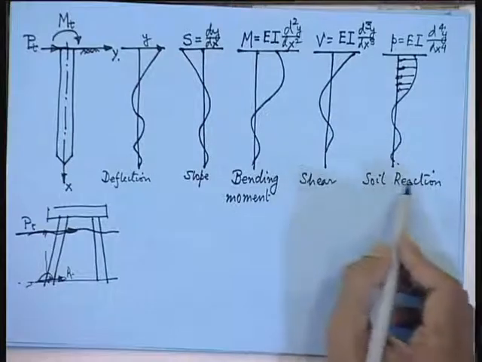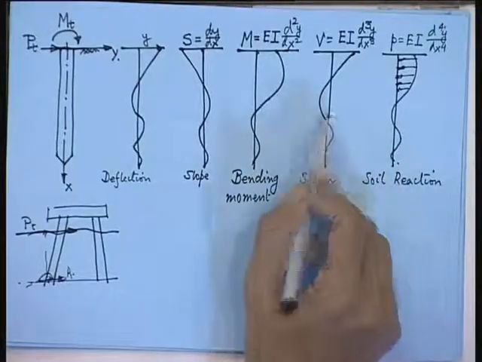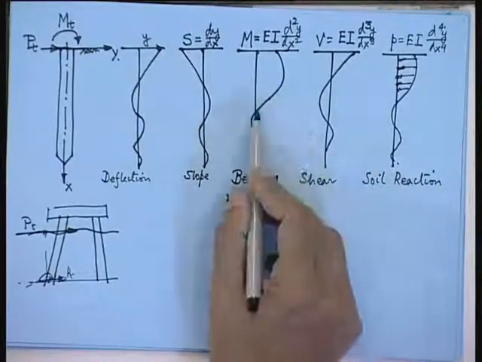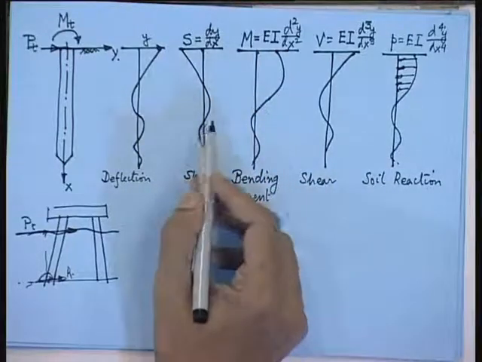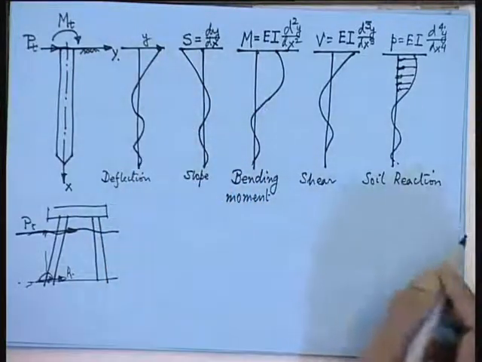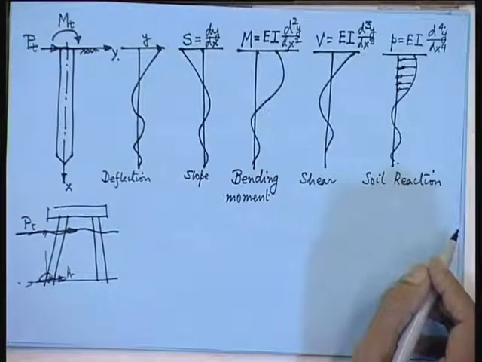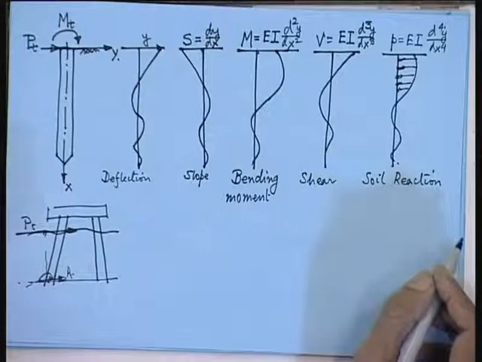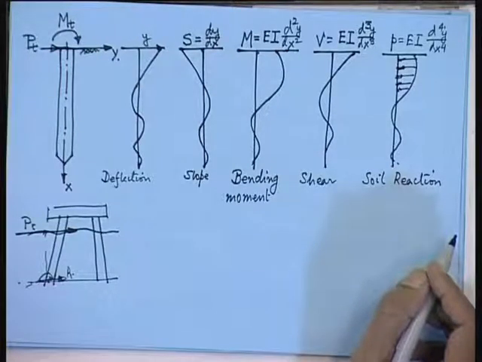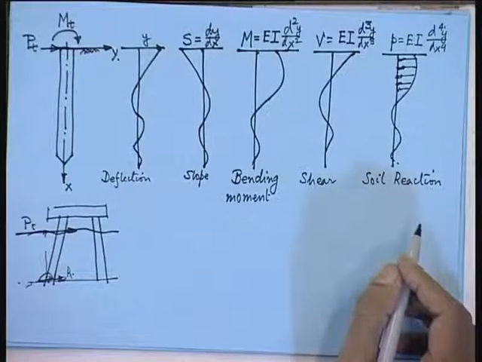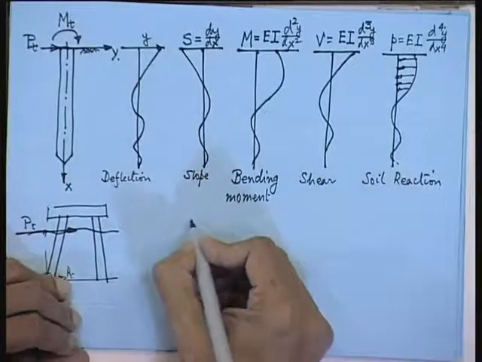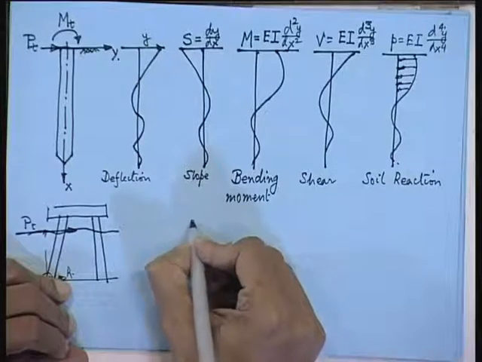So, integration of the soil reaction will give you shear, you integrate shear, you get bending moment, integrate bending moment gets slope, integration of slope will give you deflection. The same procedure that we have followed for the beam bending, but here actually you will find that this trouble is with ES. ES is called the soil modulus.